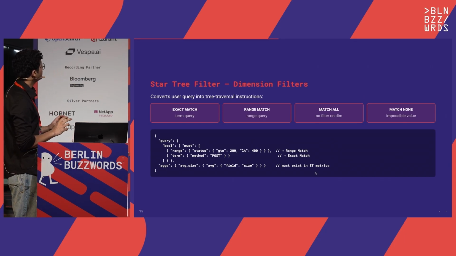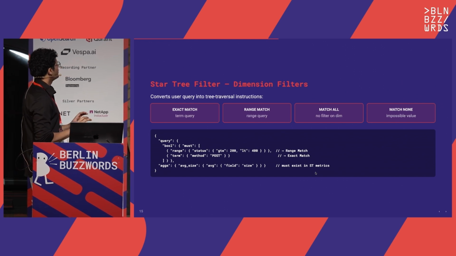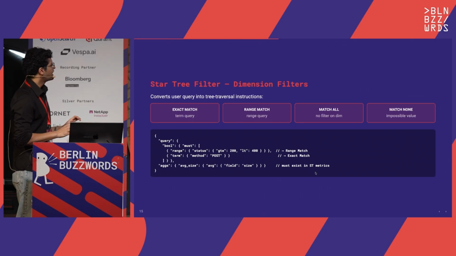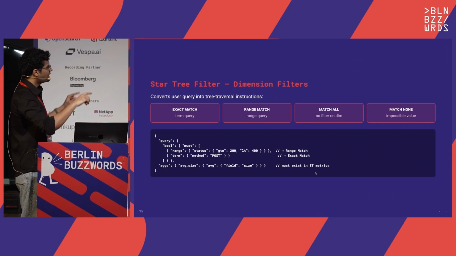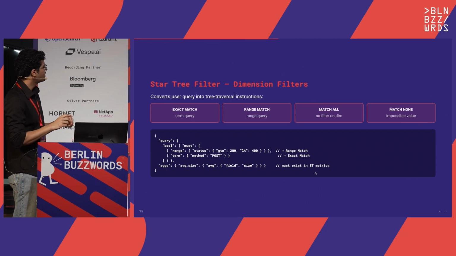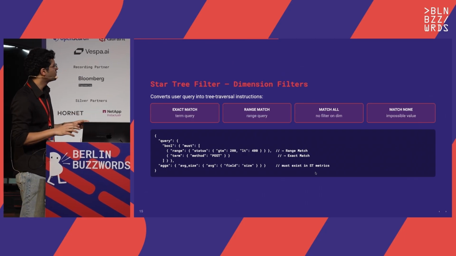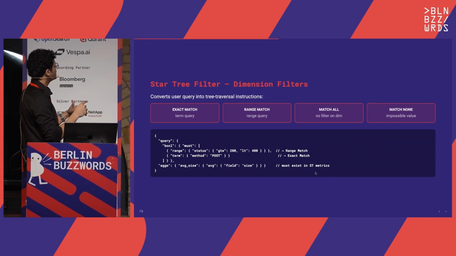So let's say we have a term query like method equals post. What would happen in the star tree case? You would just go to the post node at the method level, and we would basically ignore all the other nodes for all the other methods. Like, if we have method equal to put, method equal to get, we won't care about that. We can directly prune it. So method equal to post is what we care about. That becomes an exact match filter.